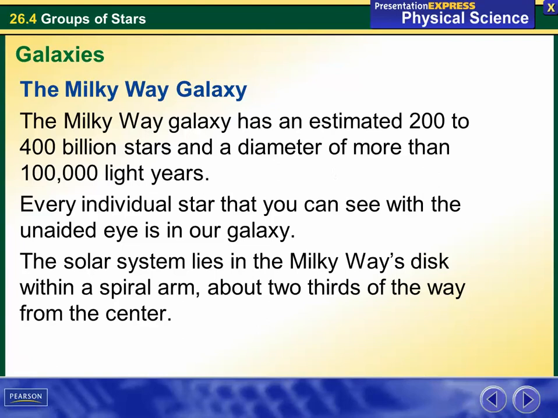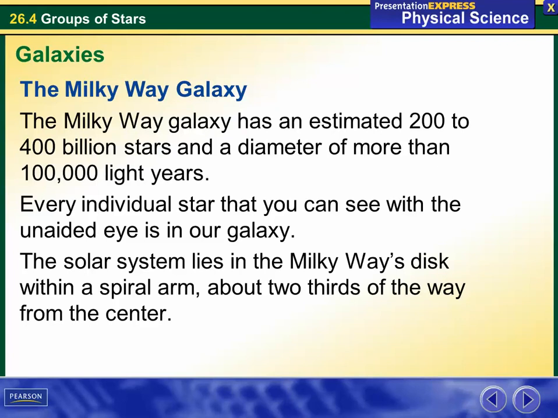So those are our 4 types of galaxies, and then to end it up, we're going to talk about our own galaxy because, again, it kind of just makes sense to study the one closest to us. The Milky Way has an estimated 200 to 400 billion stars, and its diameter is more than 100,000 light years. So just a huge, huge area. Again, very hard to comprehend how huge that actually is.